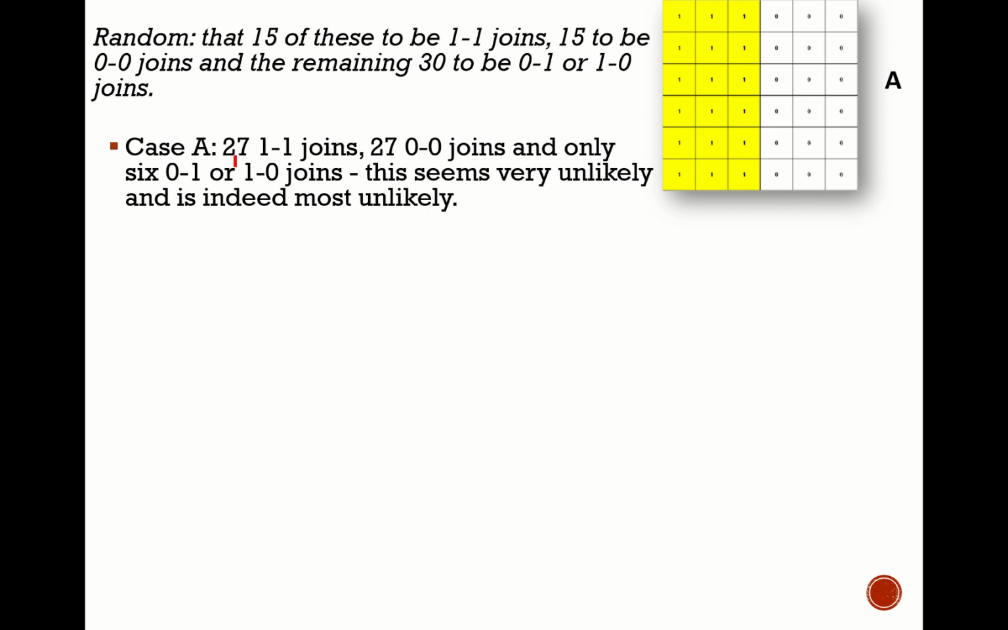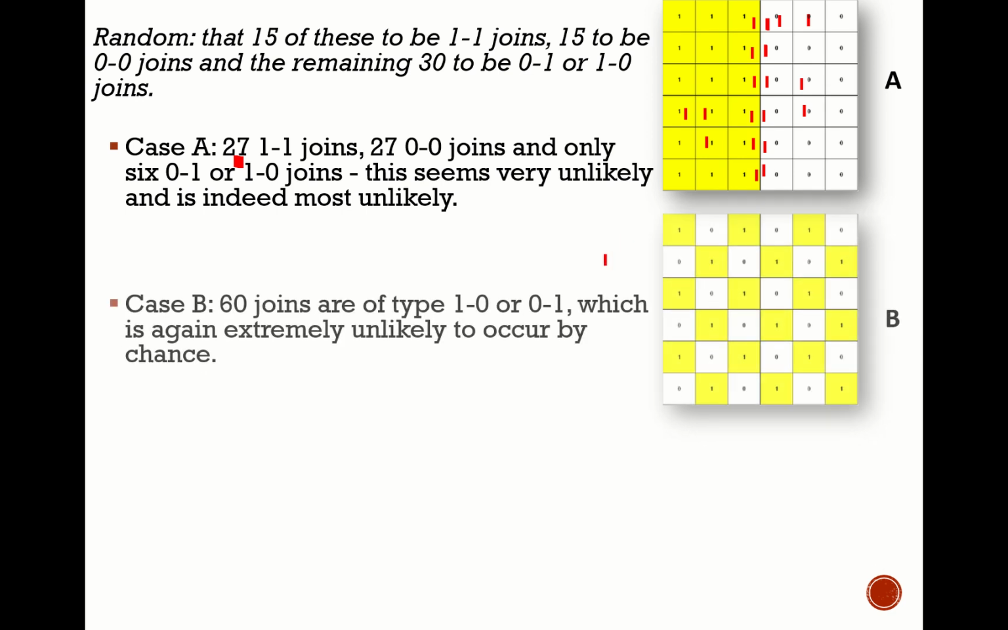In this case, we have 27 one-to-one joins, one next to one next to one. We have 27 zero-to-zero joins, a zero next to a zero. And then 6 zero-to-one joins along the middle here. This is much different from what we'd expect a randomly distributed data set to be.